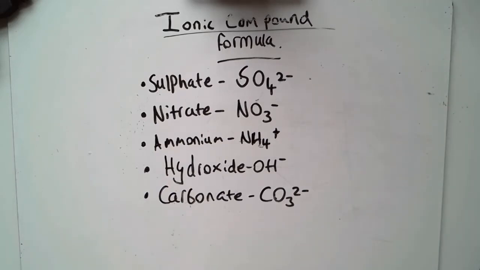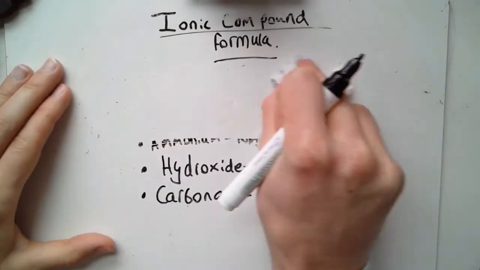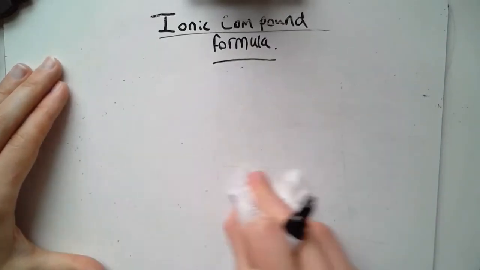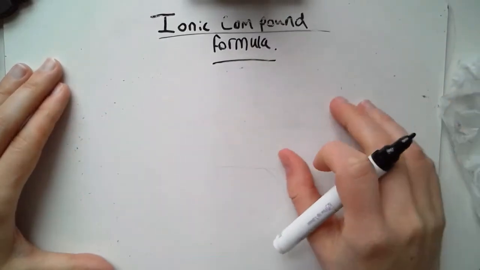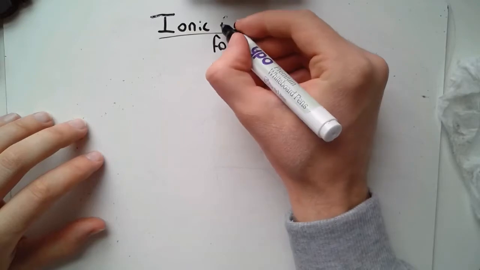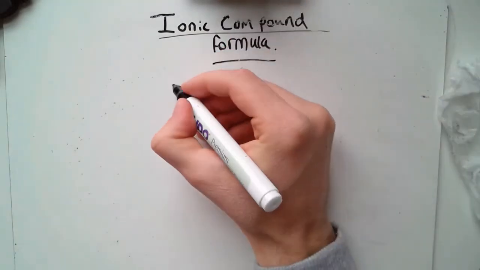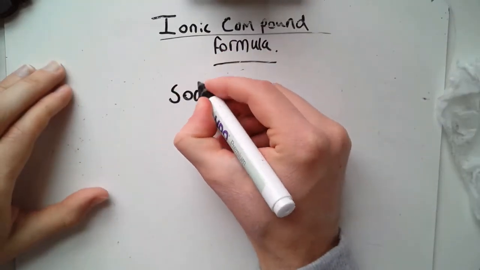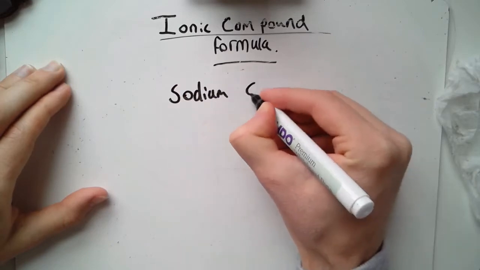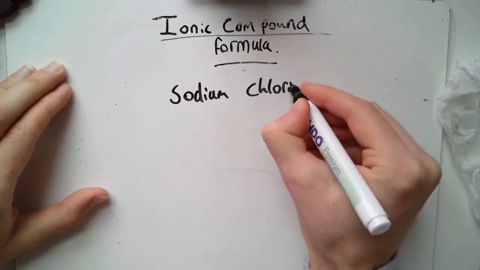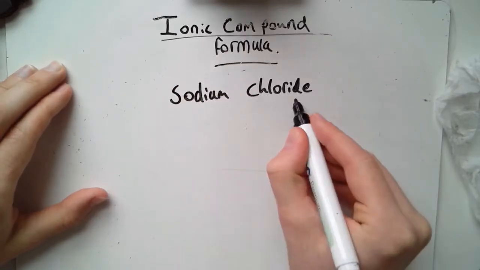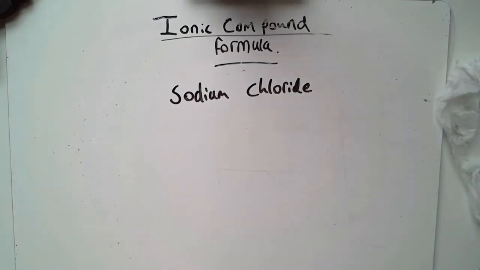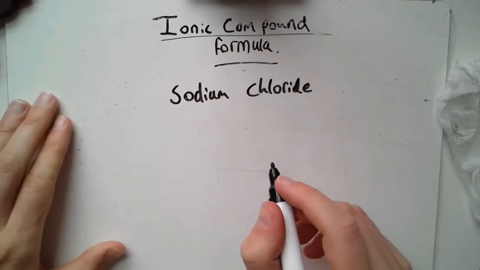Okay, so now let's talk about working out the formula of ionic compounds. So let's say we've got an ionic compound, sodium chloride. Now sodium chloride is made of a metal and a non-metal ion. We want to find the formula for it. In other words, we want to figure out how we can represent it with symbols.